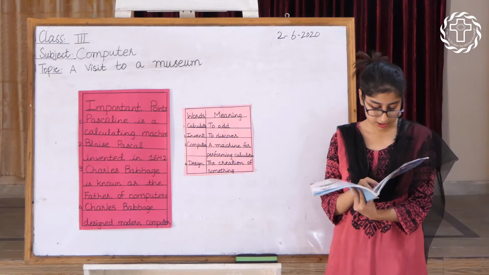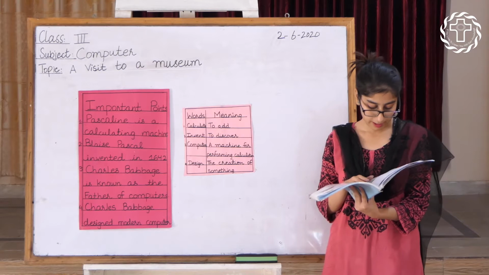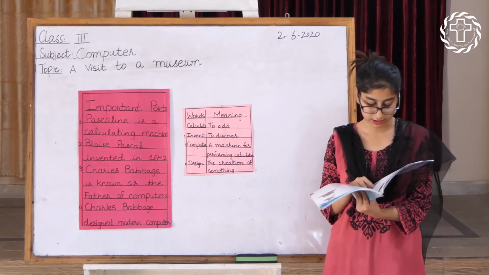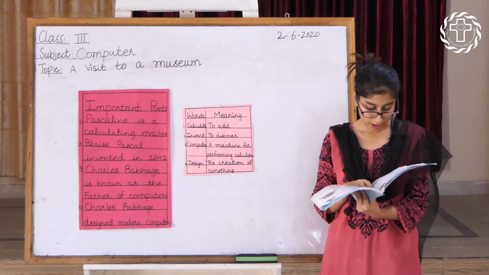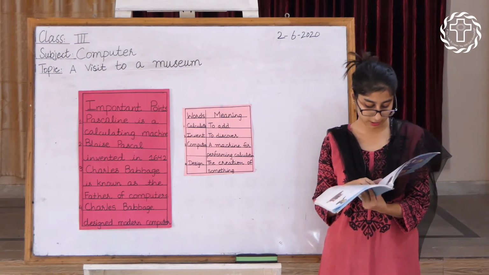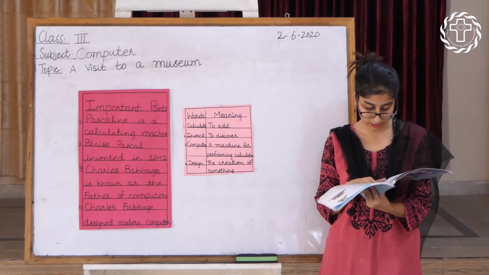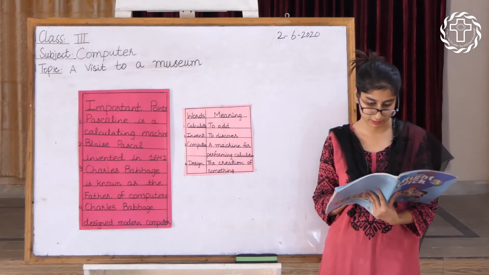Teacher, this is the Pascaline, a calculating machine. Pascal invented it in 1642. It could do addition, subtraction, but it was not an automatic machine. The user had to turn the dials to enter the number to be added.